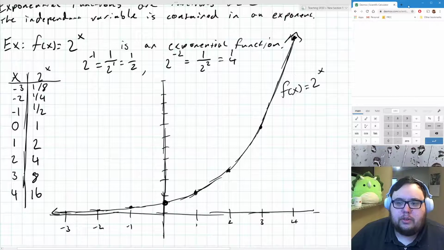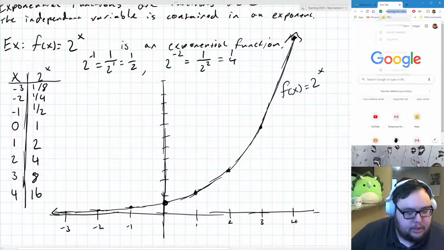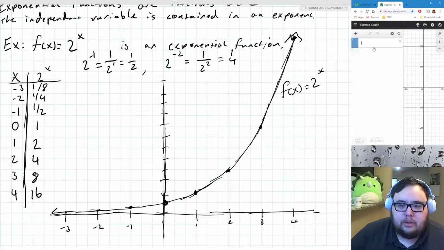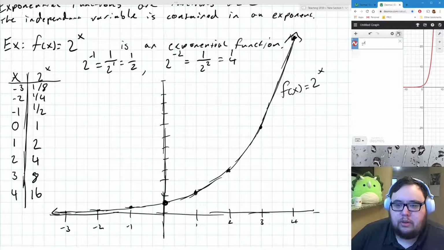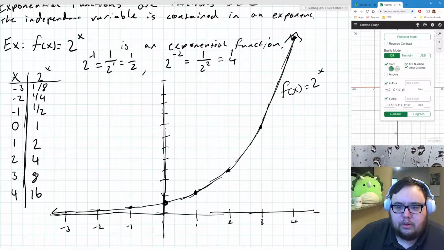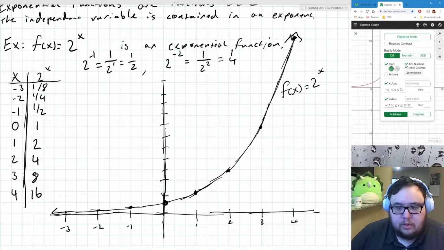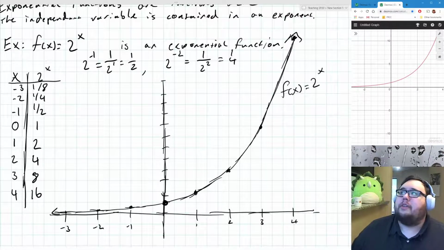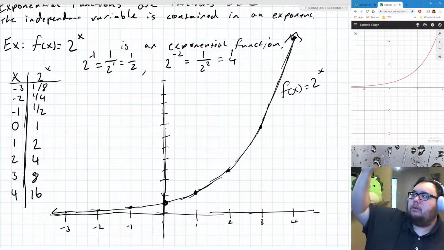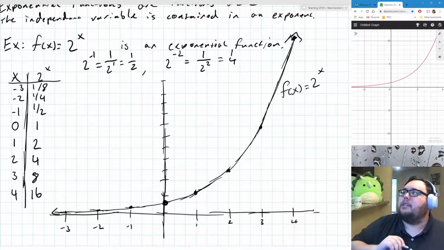And just for the sake of verifying, when we graph it on Desmos up there, we get basically the same picture.